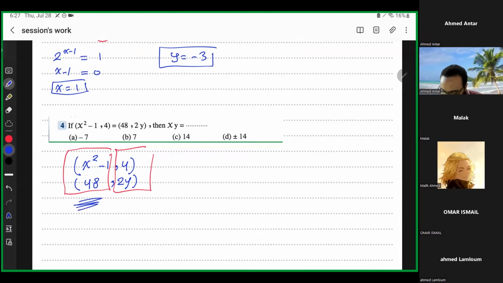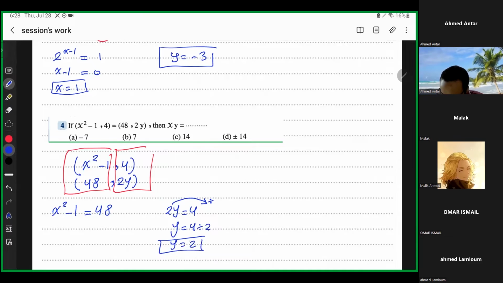So the first equation: x power 2 minus 1 equals what? Equals 48. And on the other hand side, there is 2y. 2y equals 4 or 4 equals 2y. Both are correct, but this is better. From here, you can get the value of the y. So the y equals what? You will go by the 2 with the division. So it's 4 divided by 2. So the y equals 2.